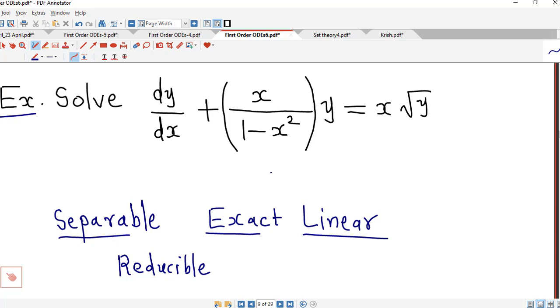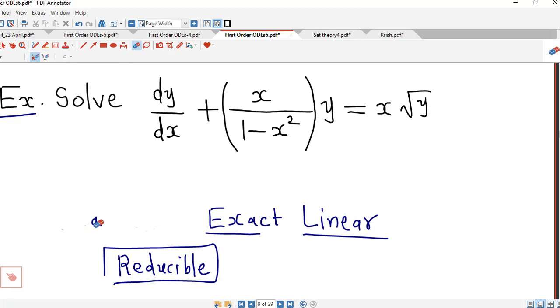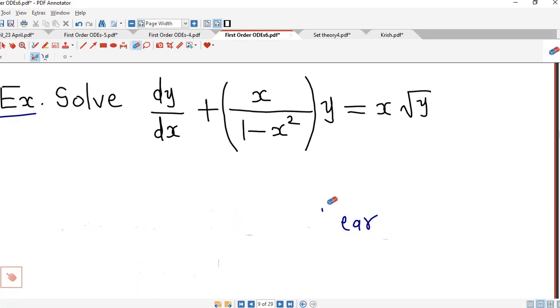So if your differential equation is not separable or not exact or not linear, then you can check whether it is possible to convert it into separable or exact or linear. So first we check whether this is separable or not.